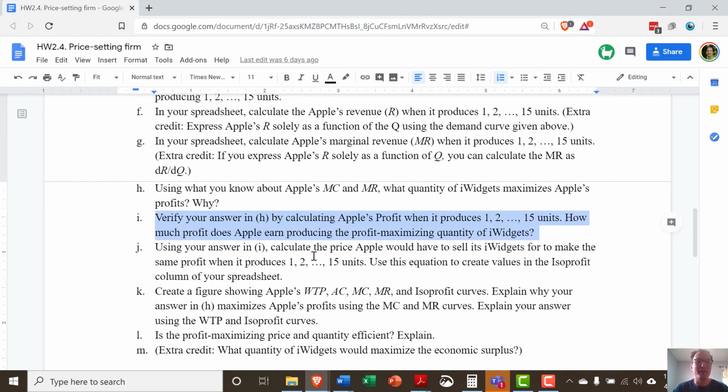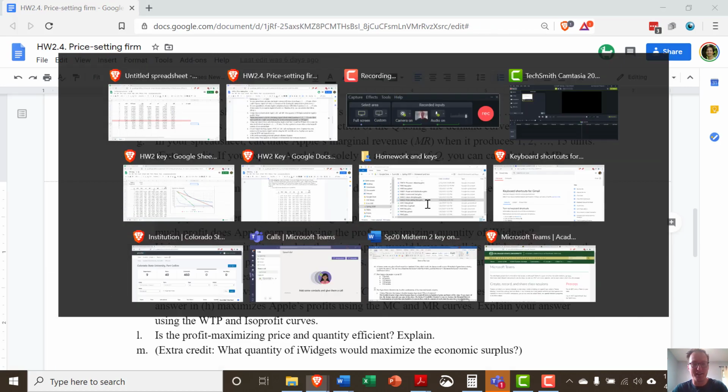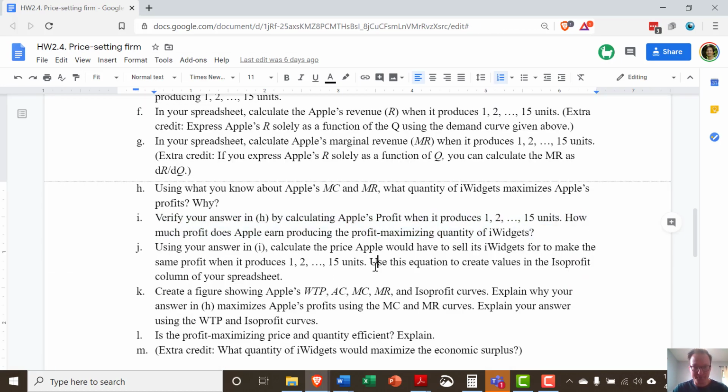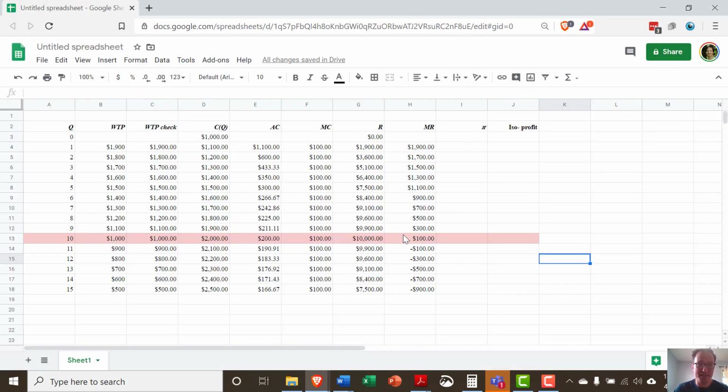In part I, we're asked to verify that answer by calculating Apple's profit when it produces 1 through 15 units, right? And then we're asked how much profit Apple earns producing the profit-maximizing quantity, which we know now is 10 iWidgets. Well, profit is always simply equal to the firm's revenue minus its costs. Right? That's the definition of profit. So for example, if it designed the iWidget but sold no copies, it would earn a $1,000 loss.